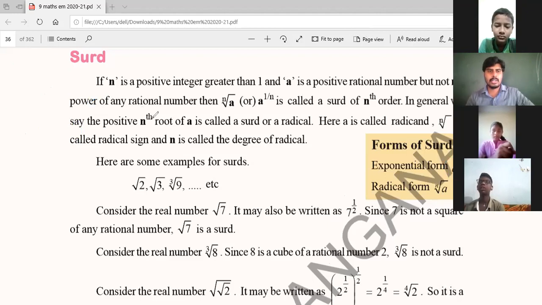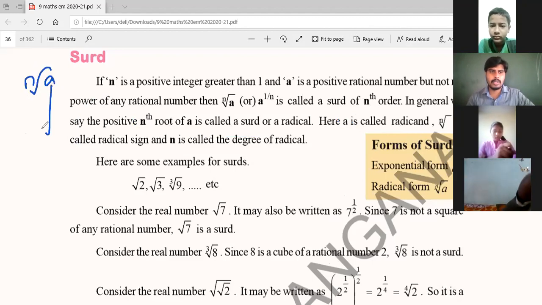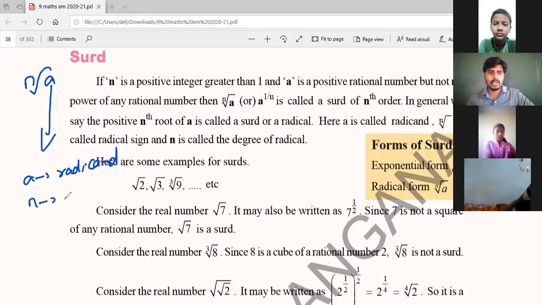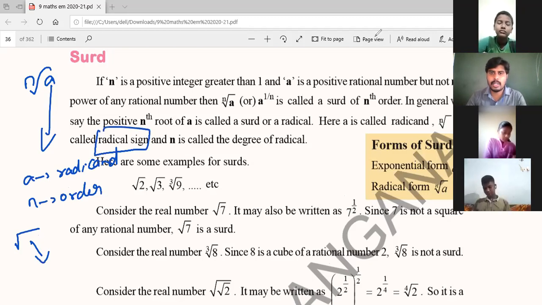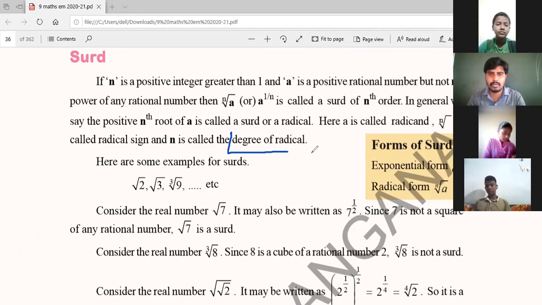And in general, the nth positive root of a is called a surd. A is called the radicand here. In the nth root of a, this a is called the radicand. N is the order, and this sign is called the radical sign. Okay, Nana. Here it is the radical sign, and order is also called the degree of the radical.